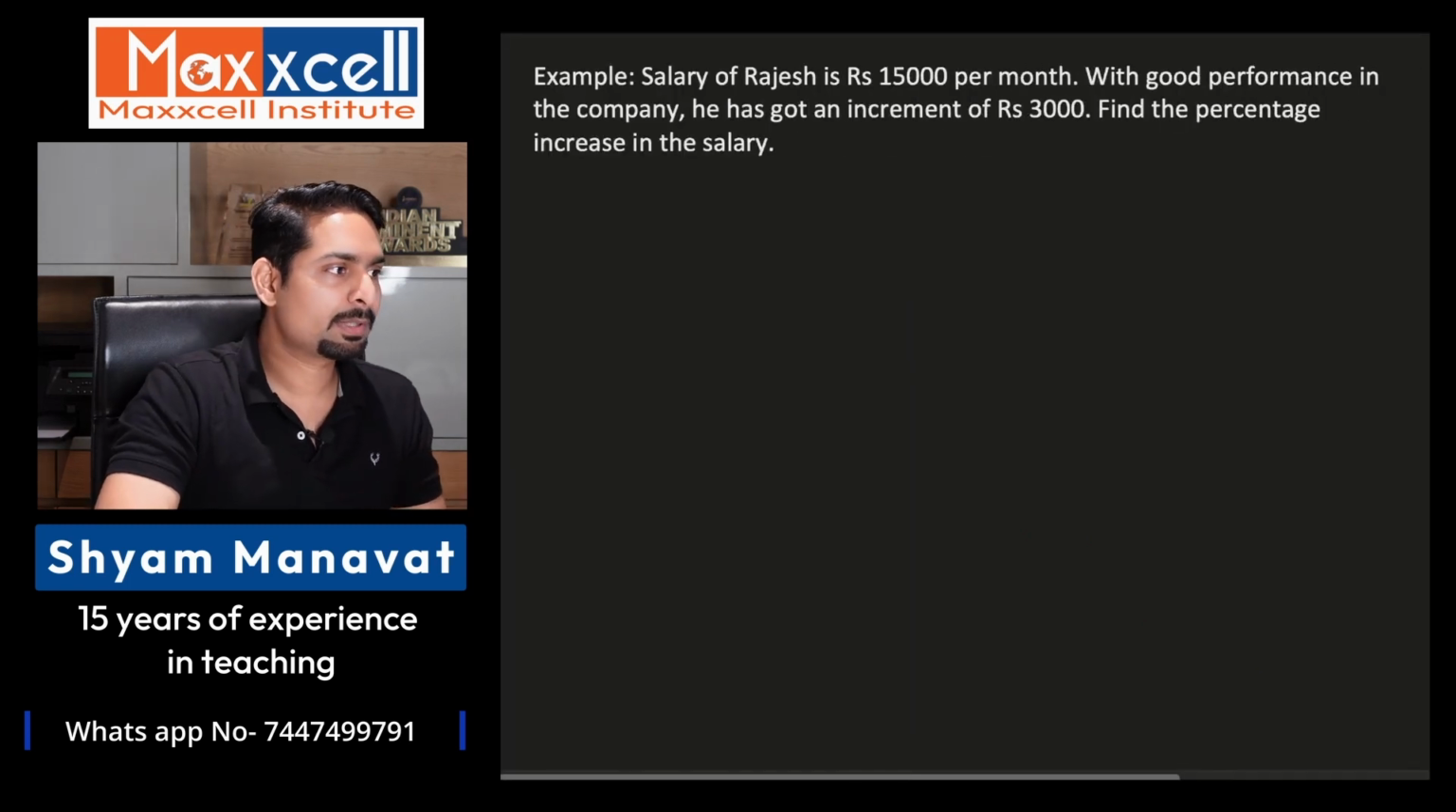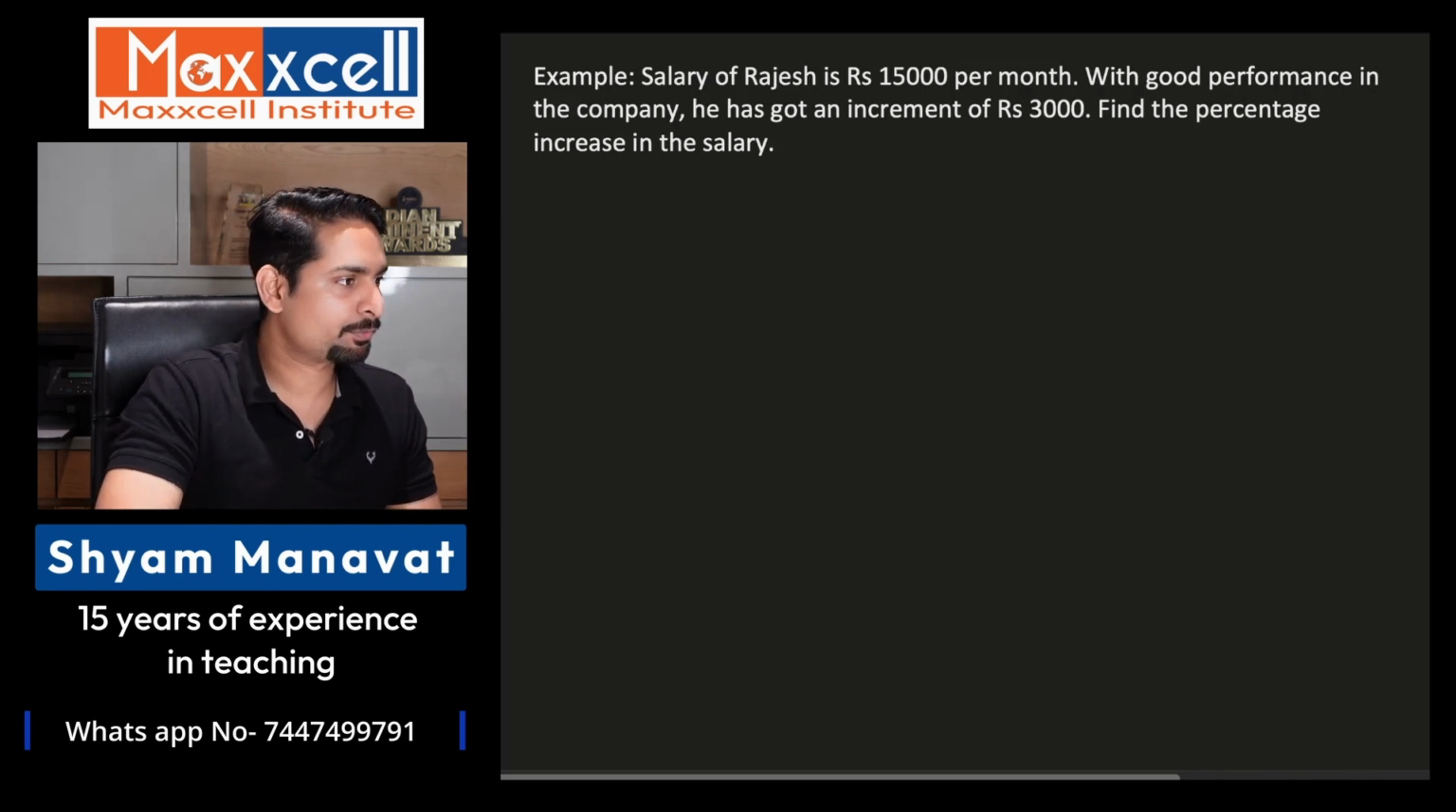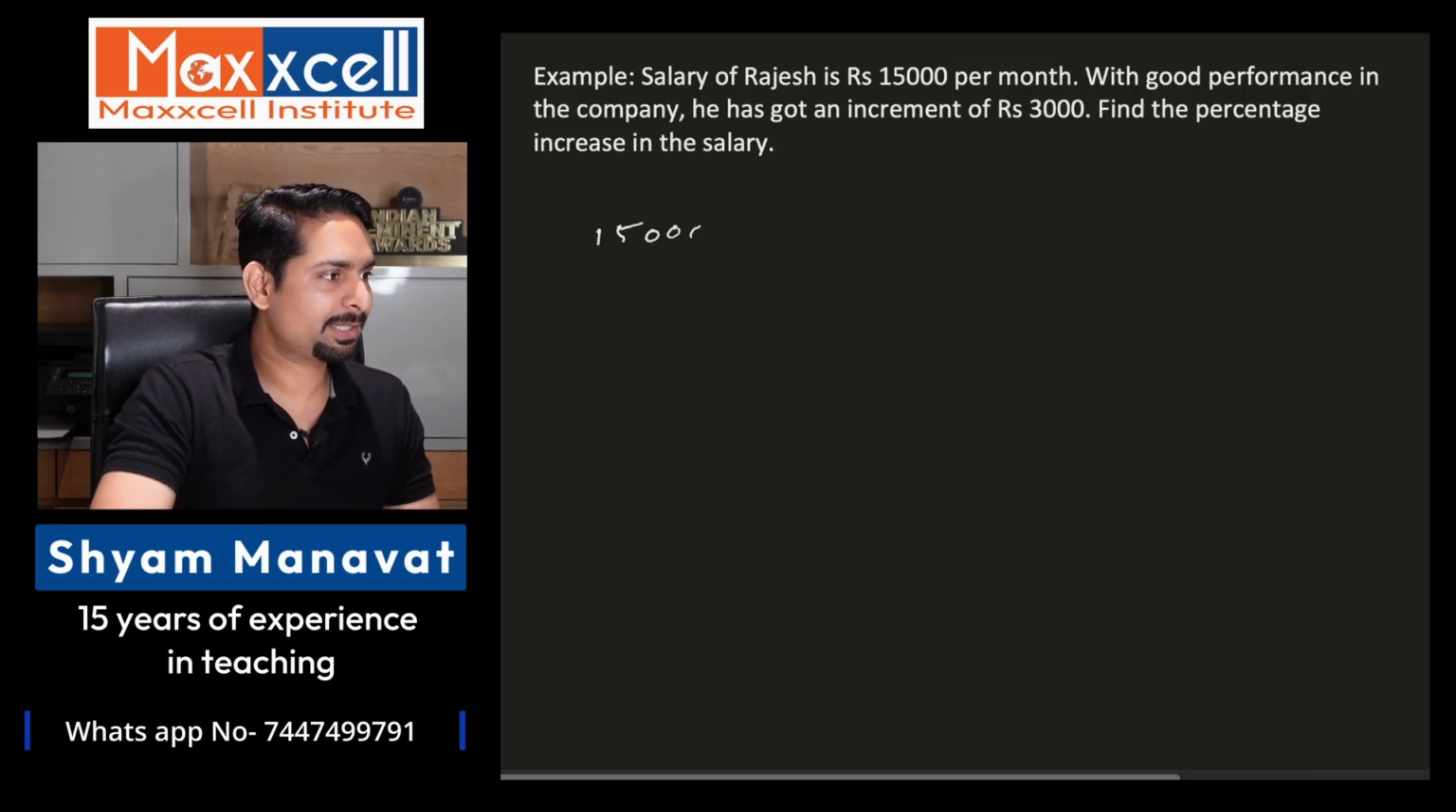Okay. So salary is 15,000, the increment is of 3,000. So 15,000 it was earlier and it is increased by 3,000, right? So find the percentage increase. How will you calculate? To calculate percentage increase, you will say the increase is 3,000 over 15,000. I hope this is clear to all of you.